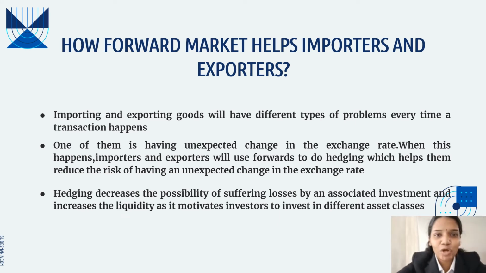Now, let's look at how the forward market helps importers and exporters. Importing and exporting goods will have different types of problems every time a transaction happens. One of them is having an unexpected change in the exchange rate. When this happens, importers and exporters will use forwards to do hedging, which helps them to reduce the risk of having an unexpected change in the exchange rate. Hedging decreases the possibility of suffering losses by an associated investment and increases liquidity as it motivates investors to invest in different asset classes. It also considers the proportion of trade with each and every country.